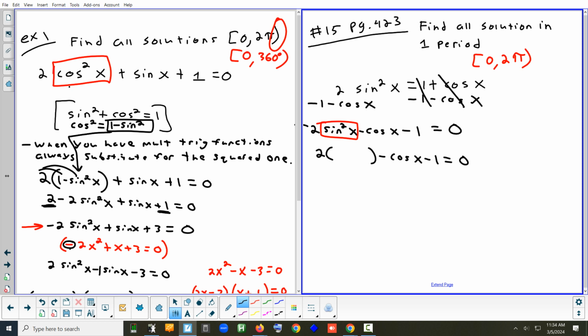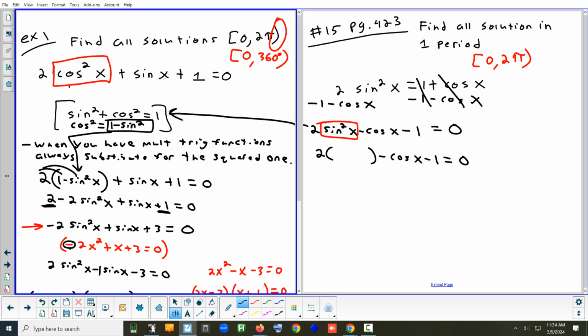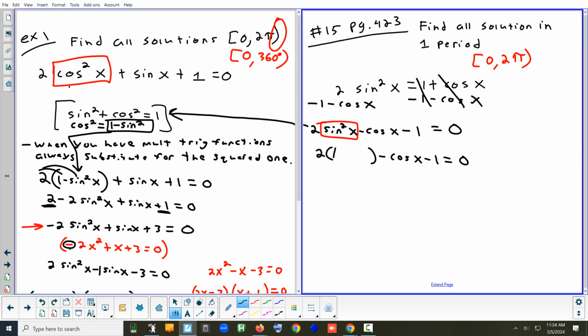Okay, so now we need to figure out what sine squared is. And my hint is to use the same Pythagorean identity we did before. Except don't solve for cosine squared this time. Do sine squared. So what is sine squared? 1 minus cosine squared. Yes. So we're going to fill in 1 minus cosine squared.